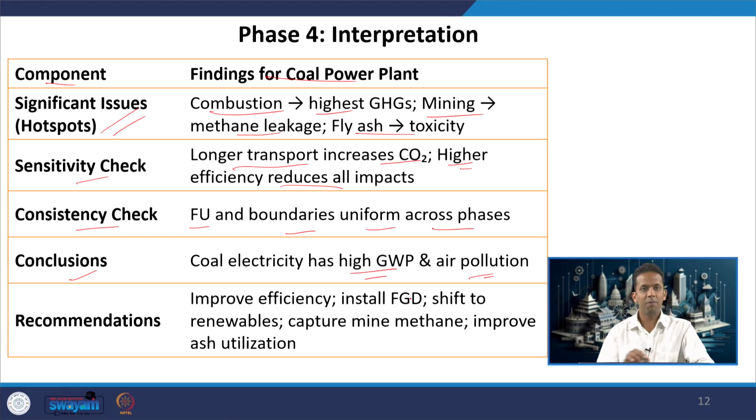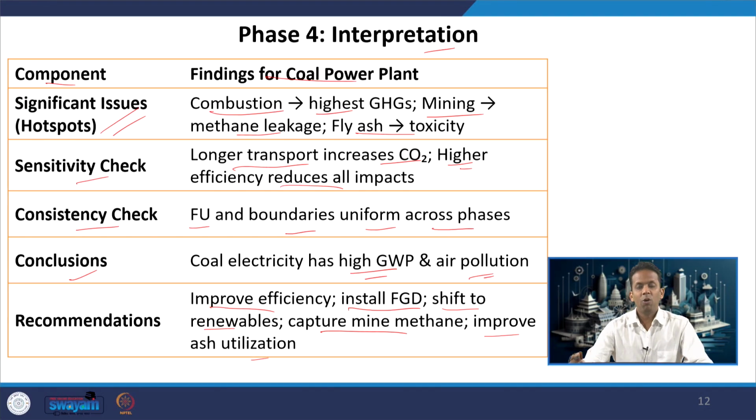Recommendations based on these findings are also a part of interpretation, which tell us that you should work on improving the efficiency, maybe install a flue gas desulfurization unit to reduce the amount of SOx going into the atmosphere, shift to renewables, capture methane released from mines, then improve the utilization of ash. Maybe use that ash for making bricks or give it to some cement industry if it is nearby. Those are the recommendations which are also part of interpretation, and it is based on the life cycle assessment that we did for one case study.